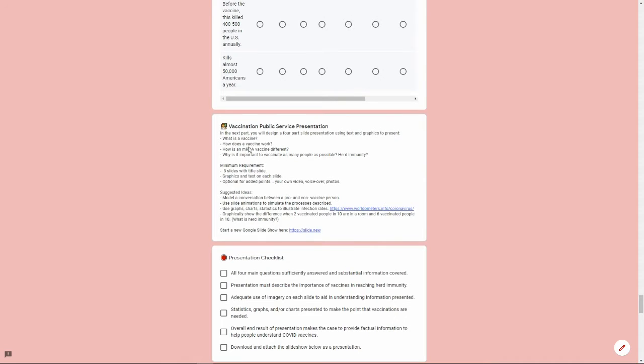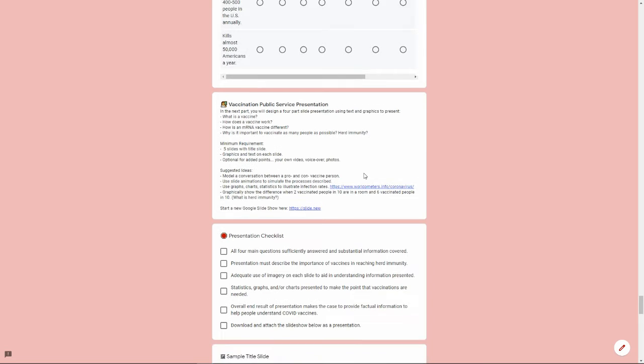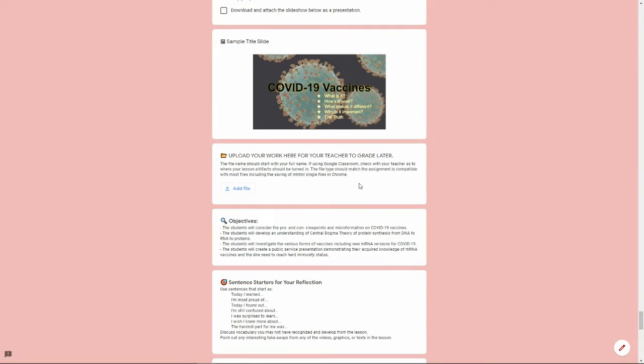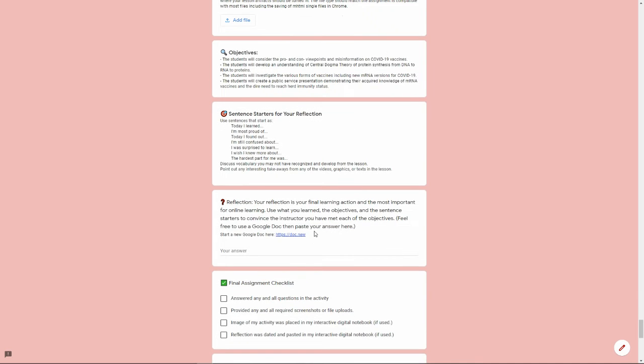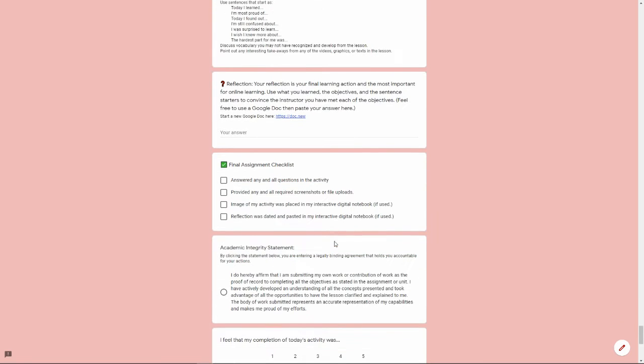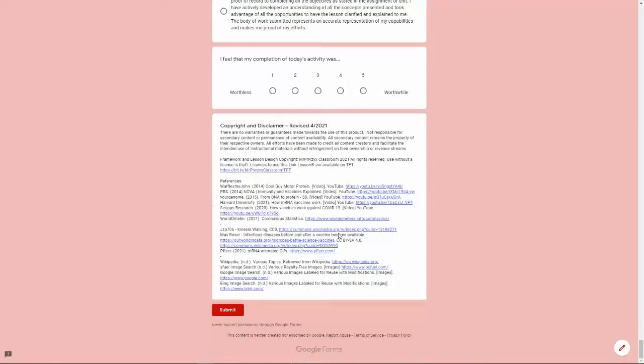They will be producing a PowerPoint that answers the question, what is a vaccine, how does a vaccine work, how is an mRNA vaccine different, and why it's important to get as many people vaccinated as possible to work towards herd immunity. And then they will upload either that PowerPoint or the images produced from the PowerPoint before writing a short reflection to complete the assignment.